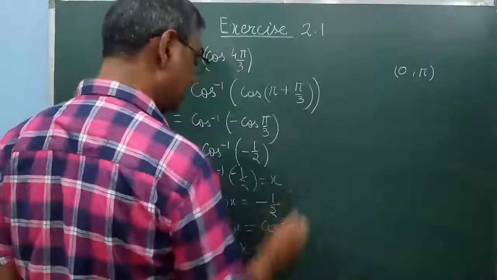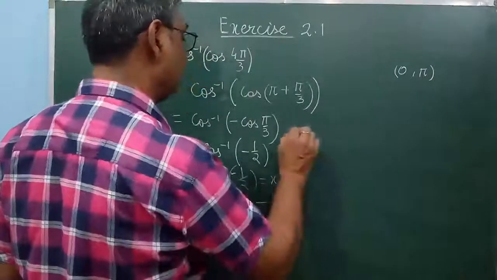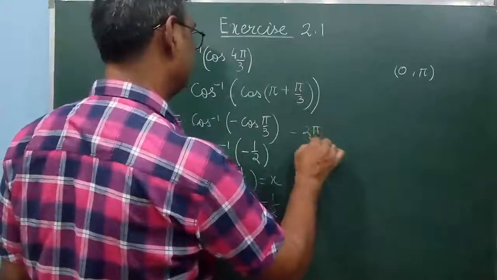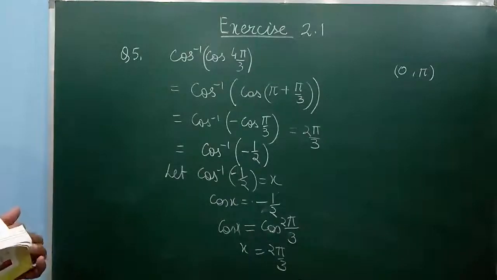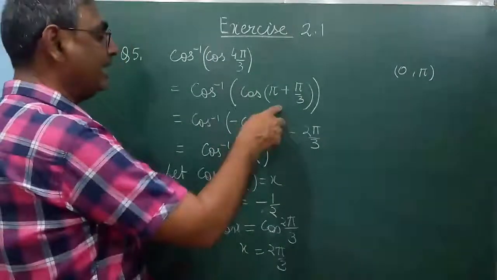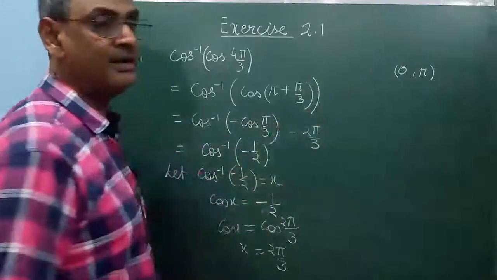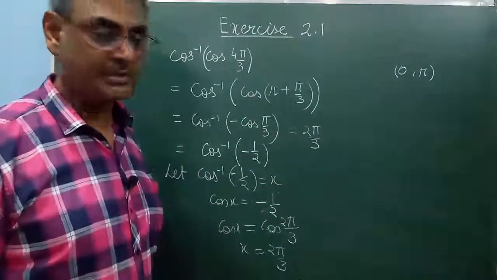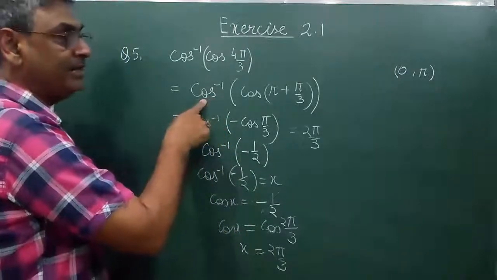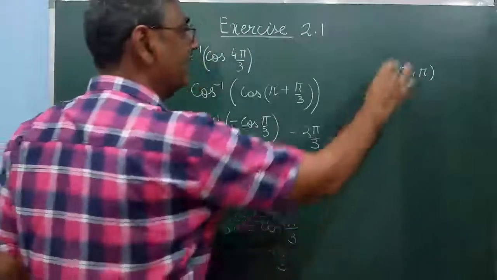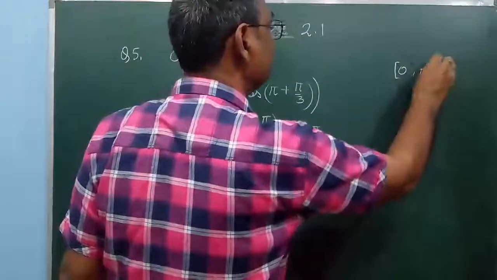So the value of this one will be 2 pi by 3. We have to bear in mind that the angle that we are taking should be within the range of that inverse trigonometric function. Here we are dealing with cos inverse, so the angle should be within 0 to pi, and for cos it is both inclusive.